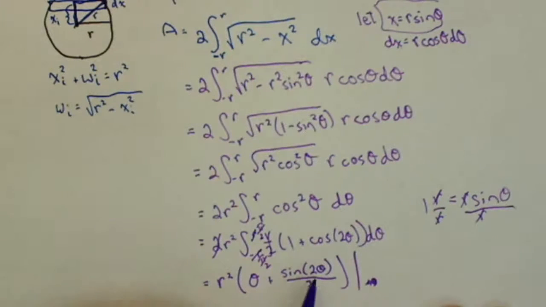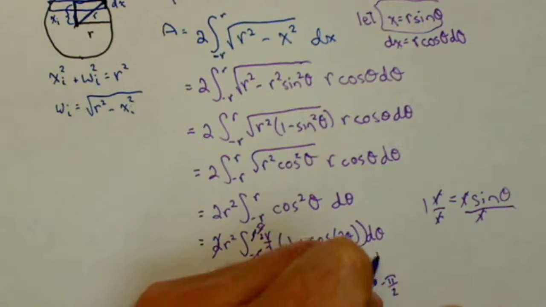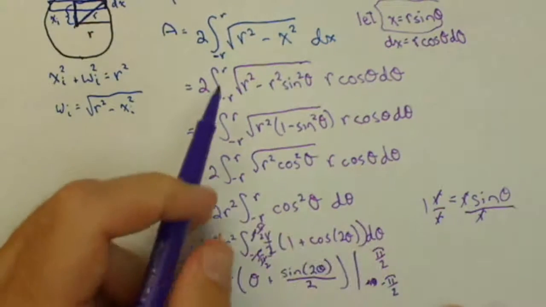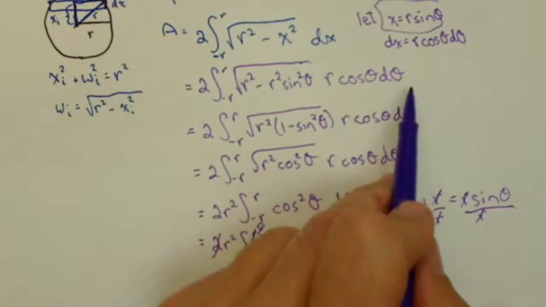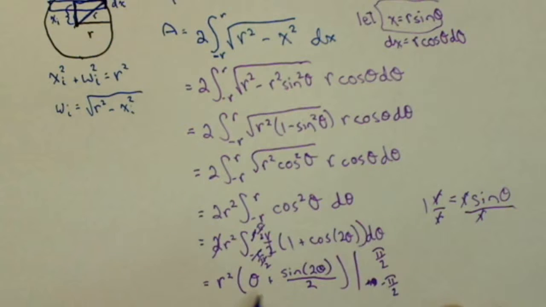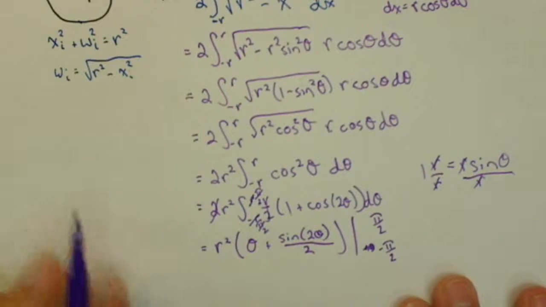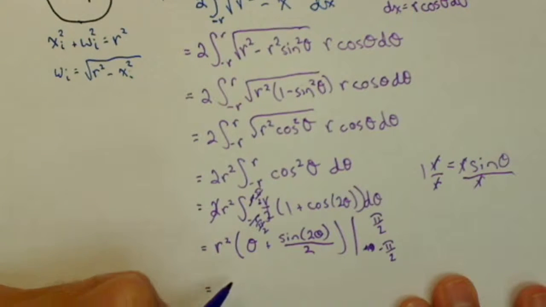Now we don't have to switch back the thetas, and we can just do from negative pi over 2 to pi over 2. We probably should have switched our limits back up in this step up here, and I missed that. But you don't have to. If you go through here, you can get theta in terms of x, and then put in your original x limits. So we should be about done here.